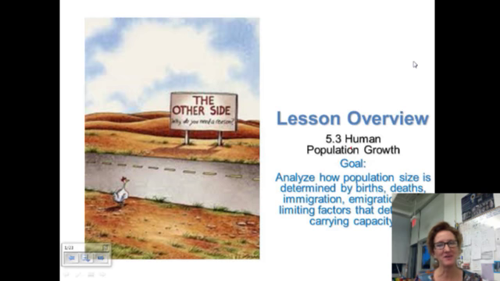I think you've seen this Far Side before. Chicken wants to cross the road. It's the other side, obviously, and the sign says, "Why do you need a reason?" I've seen that somewhere before. I'm not sure where, though. Maybe you can remember. All right, moving on here.